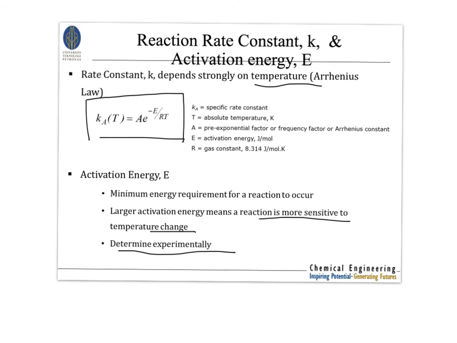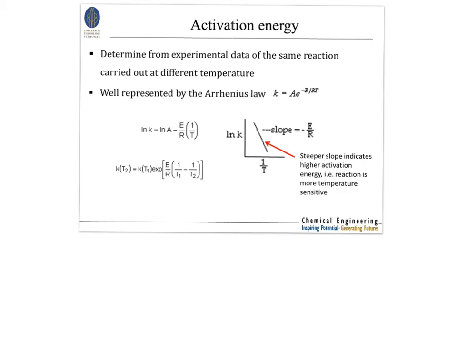Activation energy is determined from the experimental data of the same reaction carried out at different temperatures. The Arrhenius law is represented by this equation, and you rearrange the equation to get y equals mx plus c. You plot the graph of ln k versus 1 over T, and you will get the slope as the value for minus E over R. A steeper slope indicates higher activation energy, which means the reaction is more sensitive to temperature.